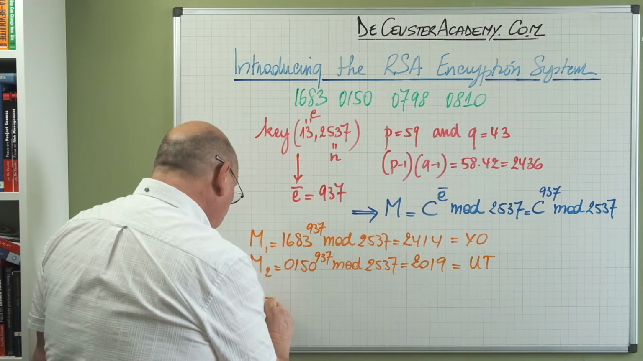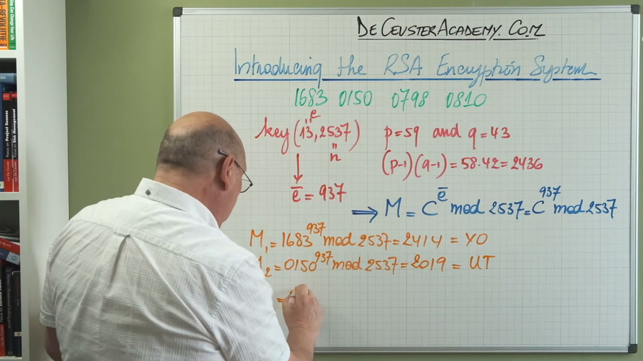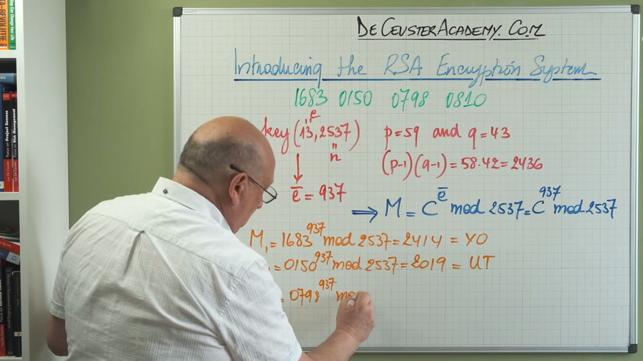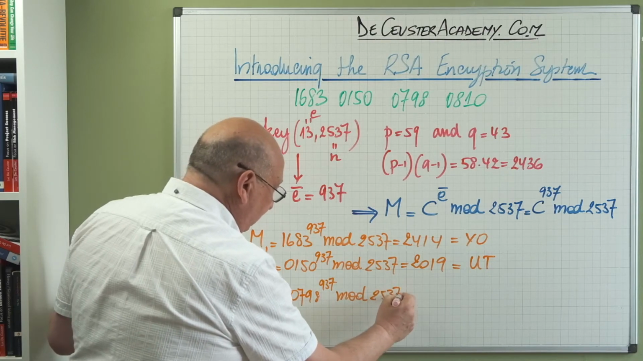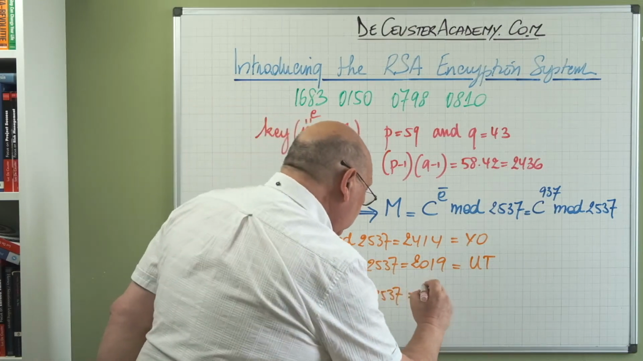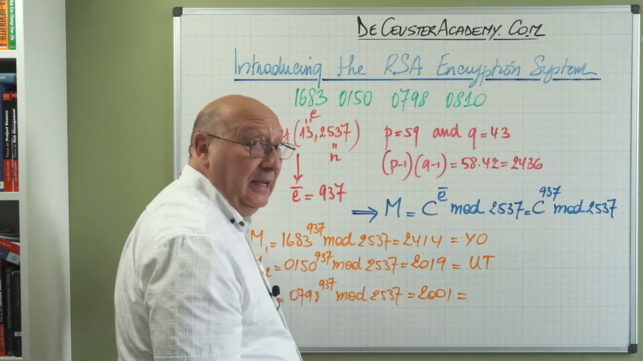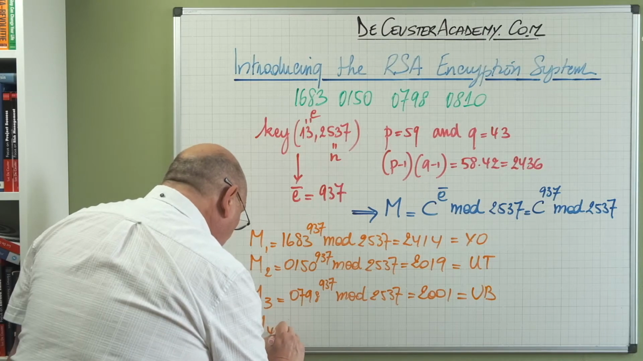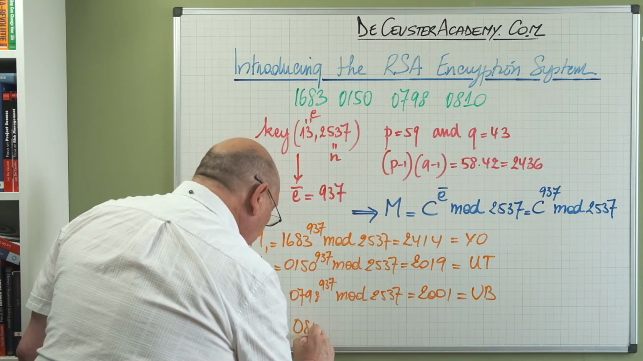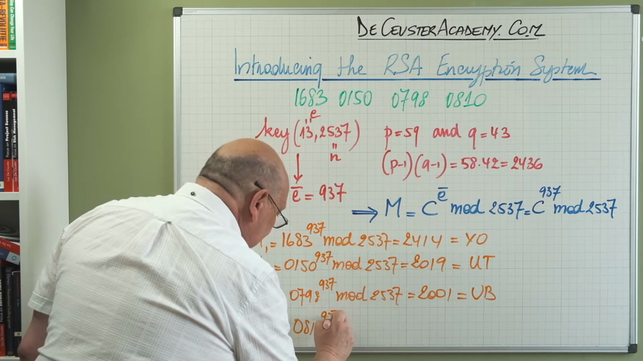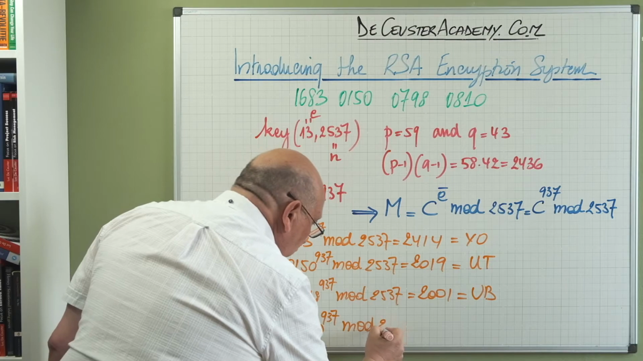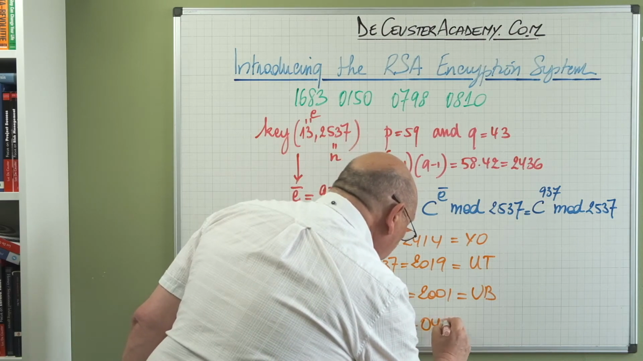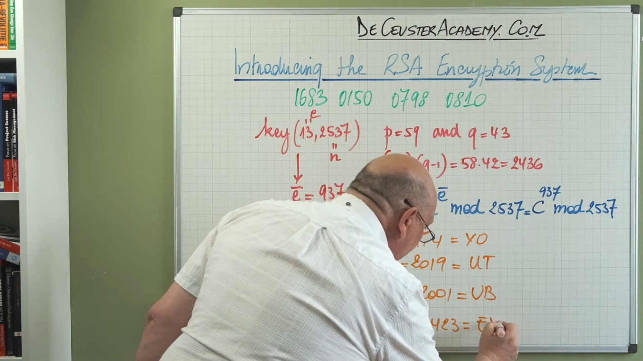Then we have M3, the third one is 0798 to the power of 937 modulus 2537, and that gives us 2001, and it gives us the letters U and B. And M4 is 0810 to the power 937 modulus 2537, which gives us 0423, which is E and X.